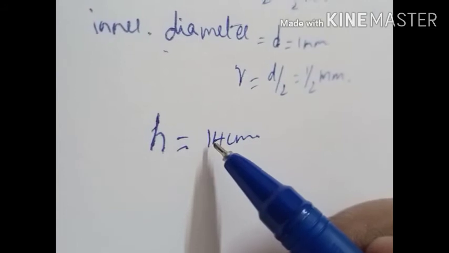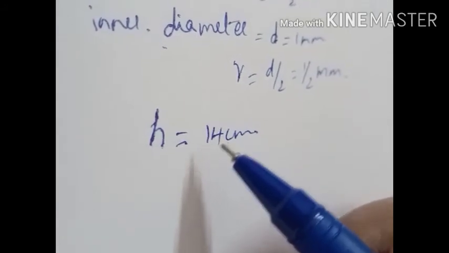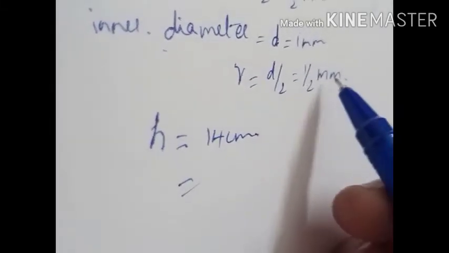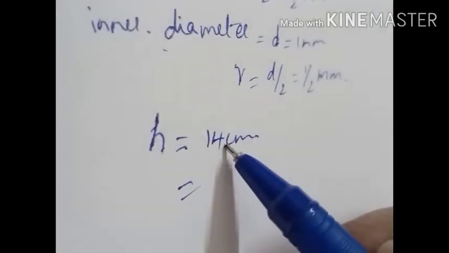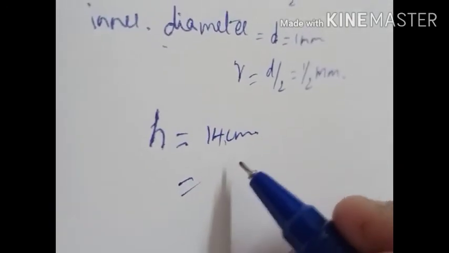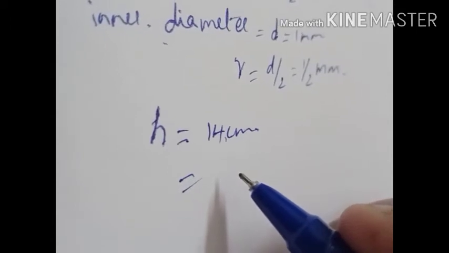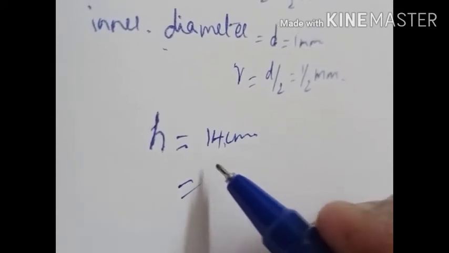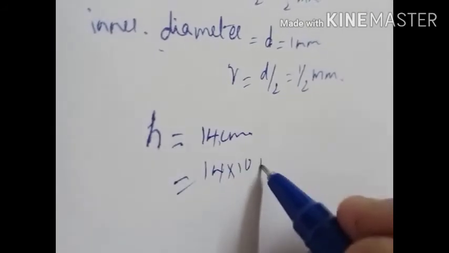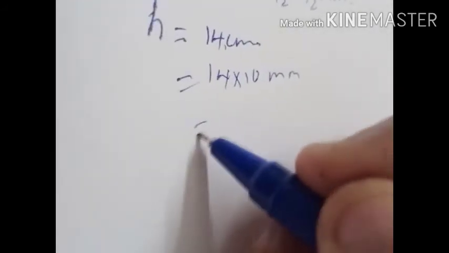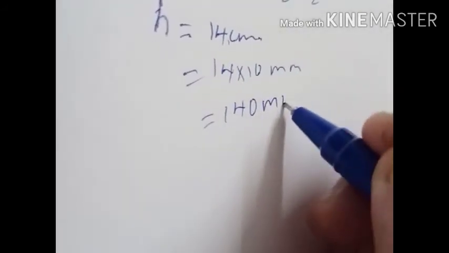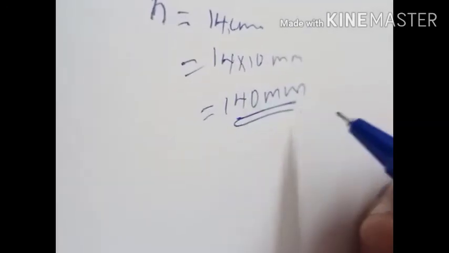Height of the pencil means that is same for inner and outer. So here these are given in millimeter, so this also we can convert into millimeter. To convert into millimeter, what we should do? Centimeter to millimeter multiply by 10. So 14 into 10 millimeter, that is equal 140 millimeter.